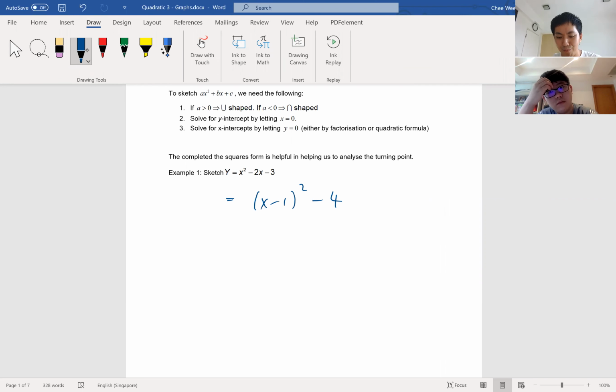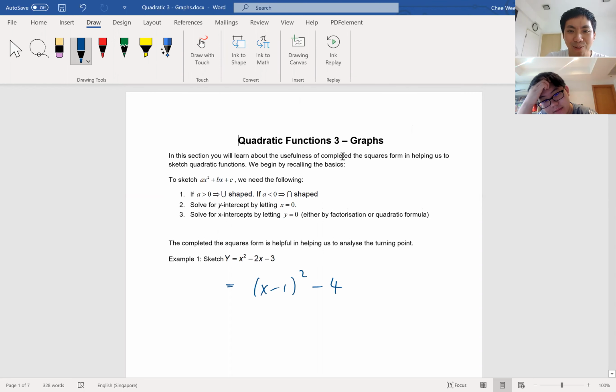What's the string of arguments? I'm not sure, but I know it's 1 comma negative 4. That's it. Yeah. So this must be the biggest learning point for you today.